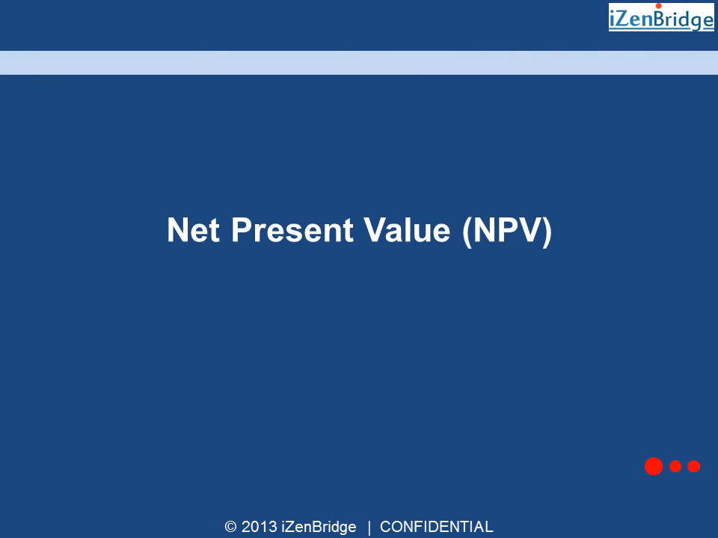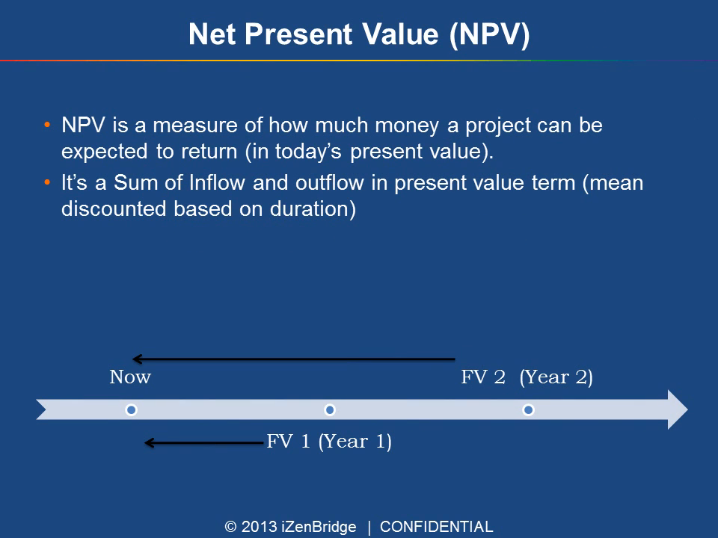Now the second concept is net present value. Net present value is frequently used in making project decisions, and it helps us tell how much money a project is expected to make. So it considers multiple cash inflows and outflows. In the previous term, we were only using one value and converting that particular future value into a present term.